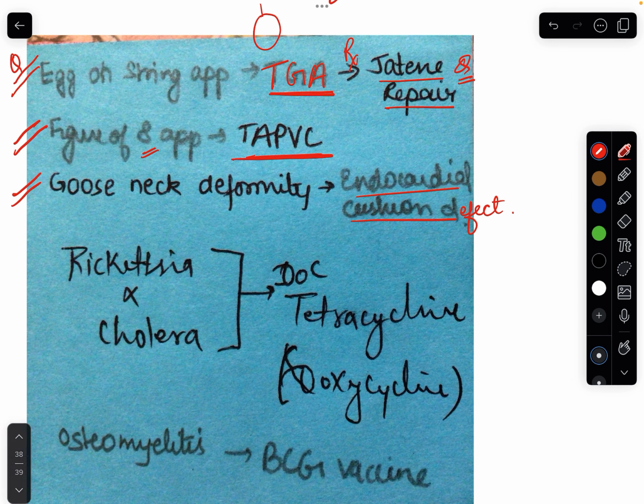So these three are the most important questions, because for the rest of the congenital heart defects, like TOF, we see the boot-shaped heart, and in Epstein anomaly we usually see a box-shaped heart. In these conditions we mostly already remember, but these are the points where we can forget, like the goose neck deformity and egg on string appearance. Egg on string appearance is seen in transposition of great arteries, while goose neck deformity we see in the endocardial cushion defect.